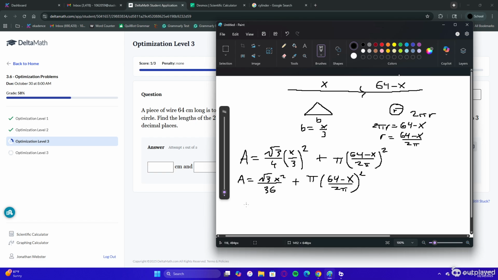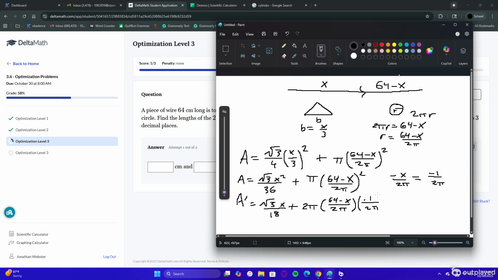And now doing the derivative of this, A prime, you'd move the 2 to the front, so 2, it could cancel with the 36, you get root 3 times x over 18, because 36 divided by 2 is 18, plus 2 pi times, keep this, 64 minus x over 2 pi, and then the derivative of the inside is negative 1 over 2 pi. So negative 1 over 2 pi.